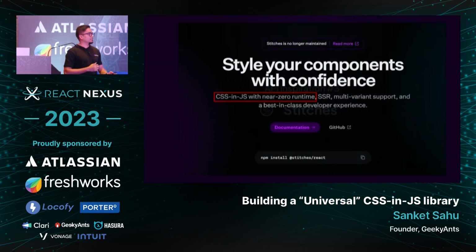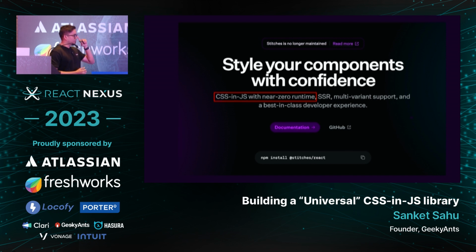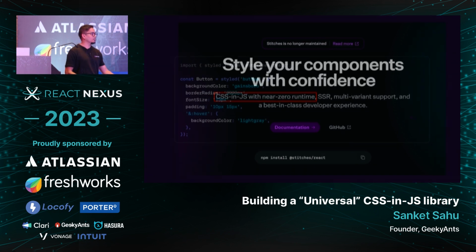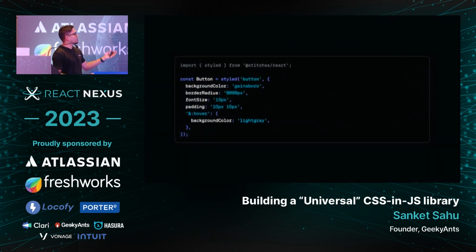Stitches is a very nice CSS-in-JS library, and they say it has zero runtime, or near zero runtime. How do they do it? They flip the entire object, and then it can be shipped as a CSS file altogether with a plugin. So this is the API. The object that you pass is the second argument.